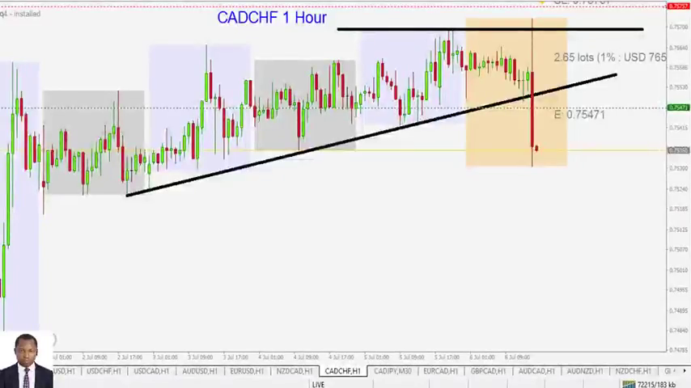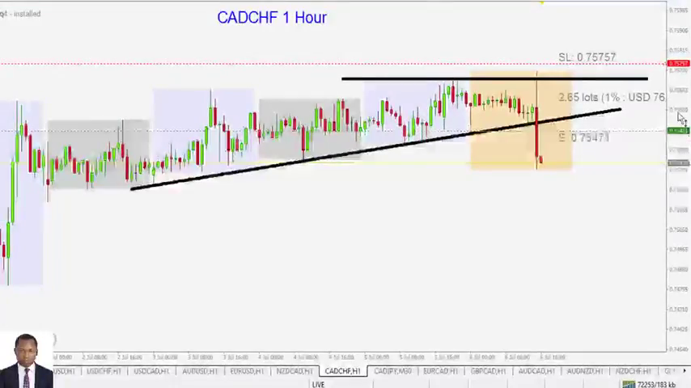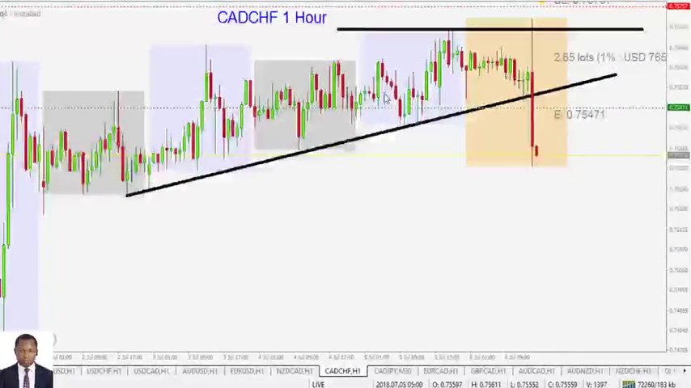We are going to keep this trade running until next week. We are not going to be in a hurry to close this trade, so we'll keep it running until next week. These are the levels where we are going to be taking the trade. I hope I get a pullback here. Give me a minute.